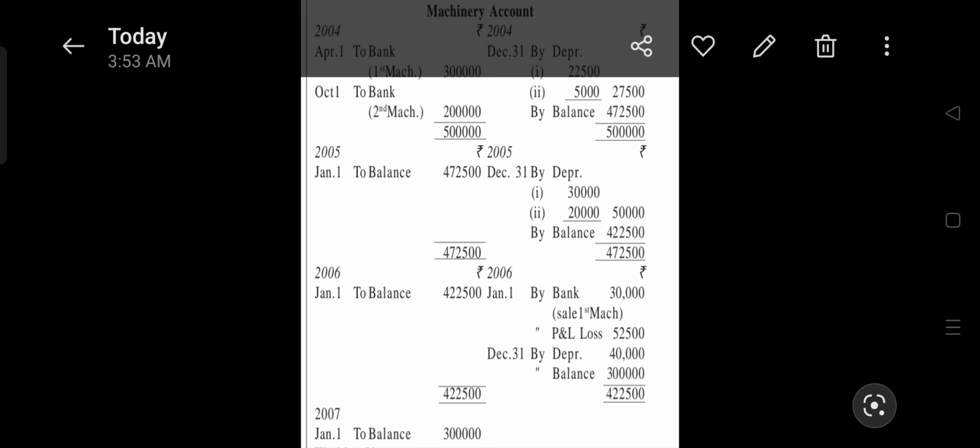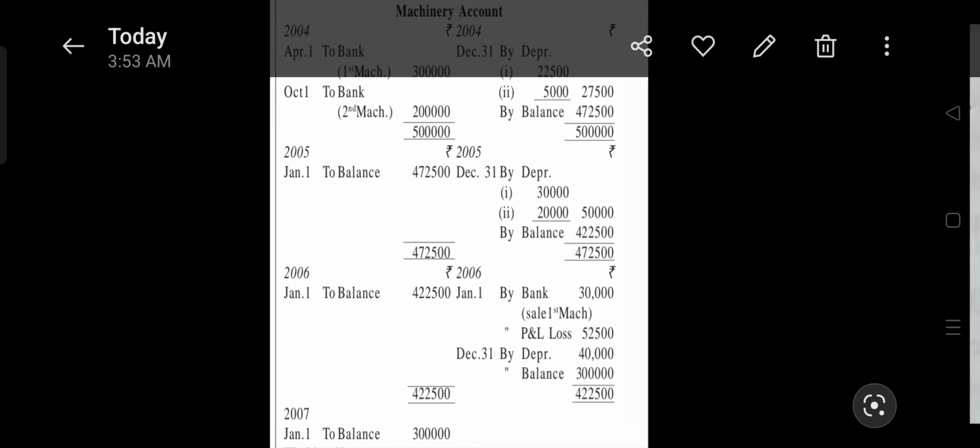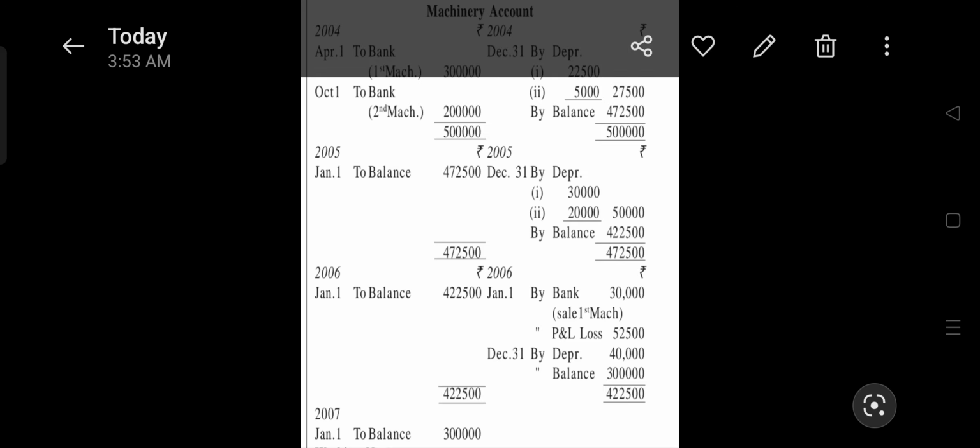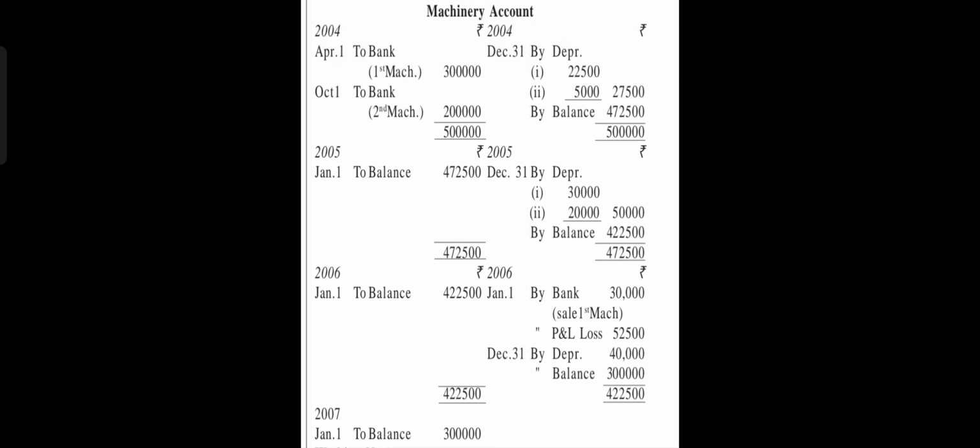Here you can see that under the depreciation for machinery 2 we have charged the 5,000 rupees, 22,500 depreciation for machinery 1 and 5,000 depreciation for machinery 2. So the total depreciation cost is 27,500 for both the machineries and the total on debit side is 5 lakh. Deducting the depreciation amount 27,500, we have a balance of 4,72,500 that belongs to both the machineries. Here we end with the year 2004.